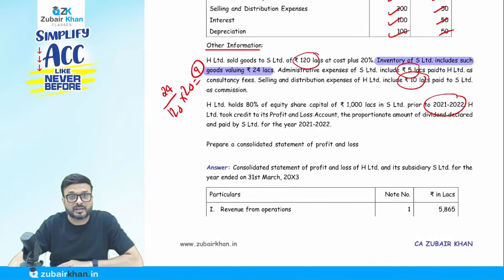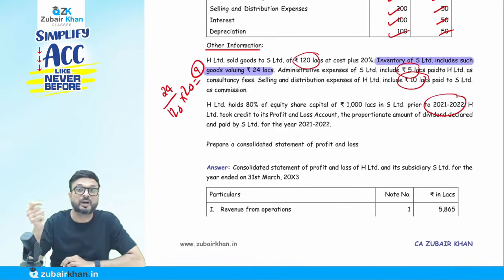Okay, then this is H Limited to credit to its P&L account the proportionate amount of dividend declared and paid for the year 21 and 22. So we are preparing for question 34 for the year 21-22. They say that they have credited it to the P&L account here. So how much is the amount that they say they are holding in the share capital here?